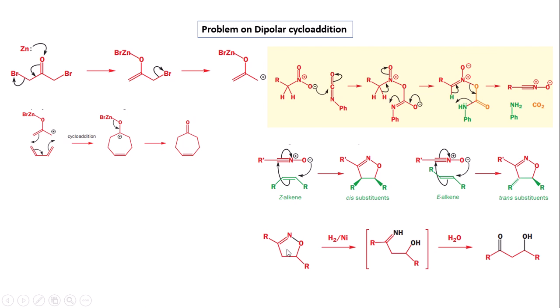Here also this final product can be reduced with hydrogen and nickel to give the imine and hydroxy derivatives, and it undergoes hydrolysis. We know that imines can be hydrolyzed to give ketones and the hydroxy compound, and we get the beta hydroxy ketone compound. This beta hydroxy ketone can also be obtained by the simple aldol reaction. But here the alkyl nitro compound is converted to the beta hydroxy ketone by the cycloaddition reaction.